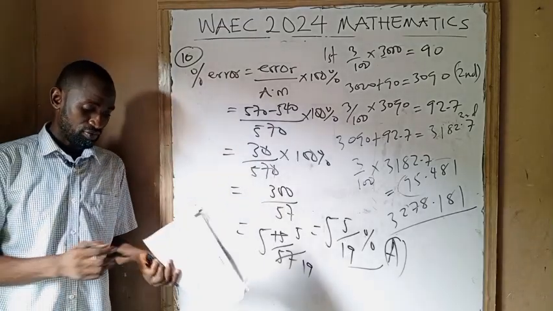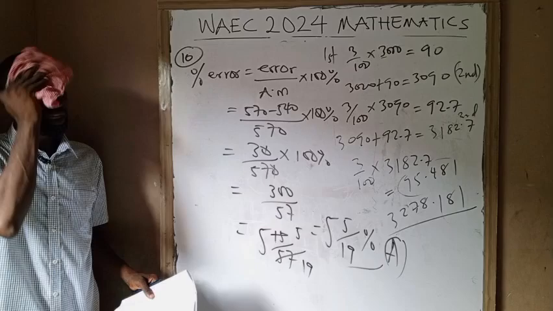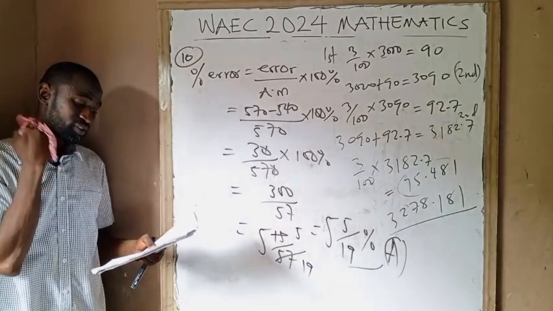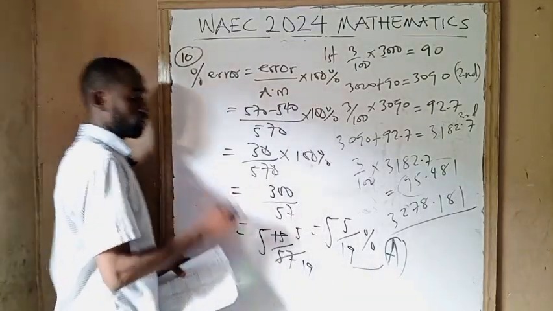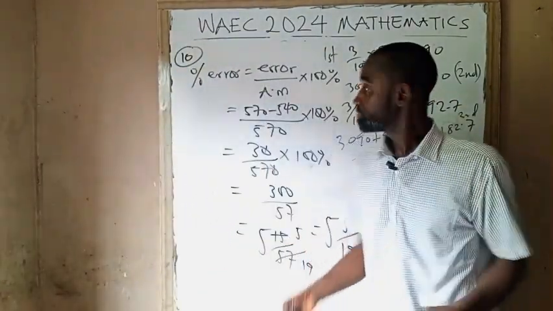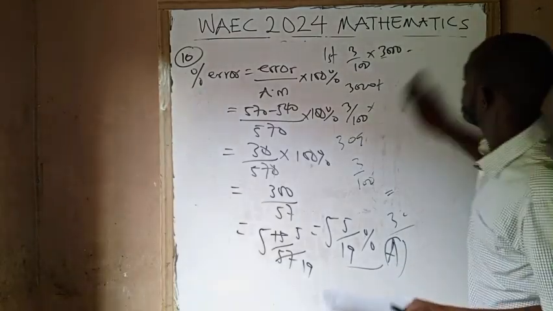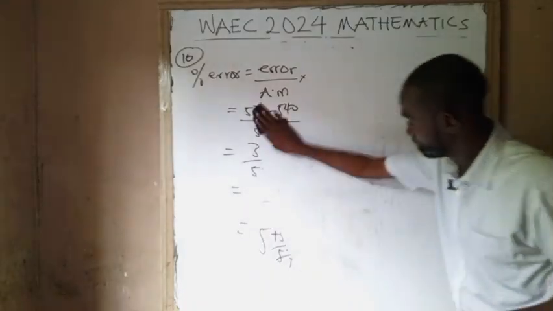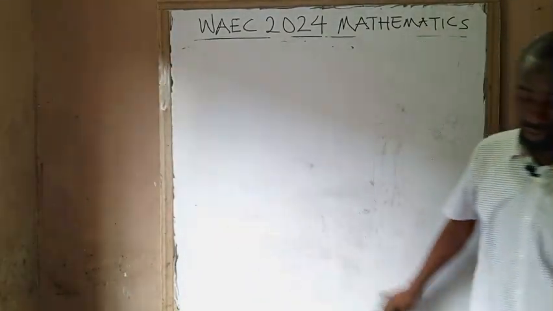So let's go to question number 11. Let's go to question number 11. Okay, so question number 11 is under polygon. Question 11 is under polygon. So let's go. Question 11, under polygon.